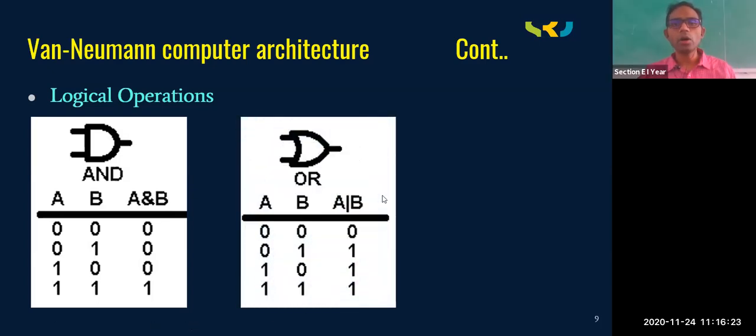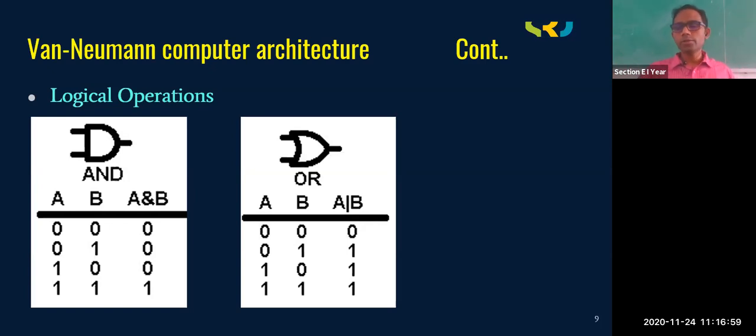This is the symbol for OR. Now coming to the OR symbol, if any one of the inputs is 1, the result is 1. 0 or 0 is 0, 0 or 1 is 1, 1 or 0 is 1, 1 or 1 is 1. Don't get confused with the addition part. In addition, 1 plus 1 is 1, 0. Coming to OR, 1 or 1 is 1. Don't get confused here. Addition is different, OR operation is different.